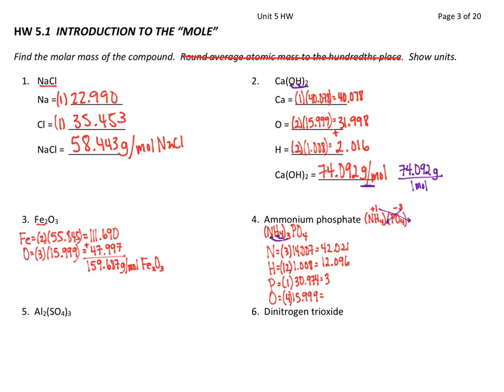Here we're just multiplying by 1, so this number stays the same, but I always rewrite it just to make sure my numbers stay organized. And we have 4 times 15.999, we have 63.996. Okay, next I have to add all these. When I add them, I'm going to have to write really small. I end up with 149.087. And again, my unit is grams per mole. And I'm talking about ammonium phosphate.